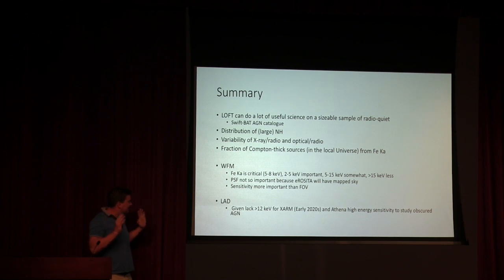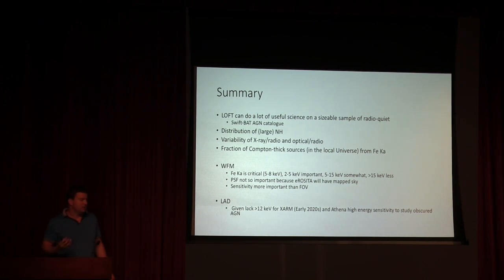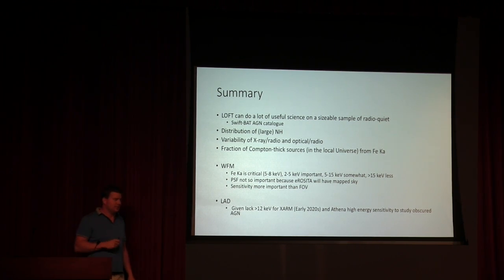And then I think for the sensitivity for this science, because AGN are a little bit fainter, to do really large population studies, you're less concerned about the field of view. It's really just this sensitivity, particularly at high energy. And I think for the LAD, the greater than 10 keV sensitivity to me is the most powerful thing to do AGN science on nearby AGN and obscured AGN.